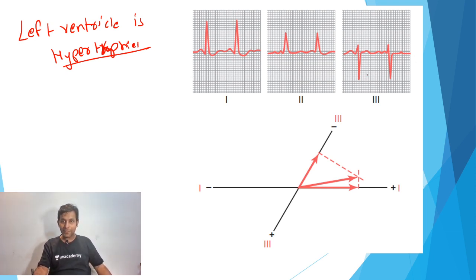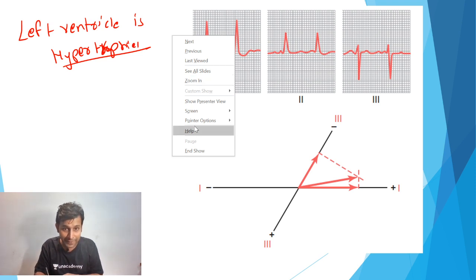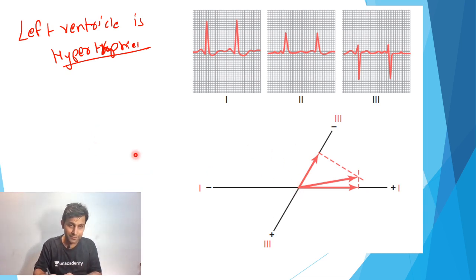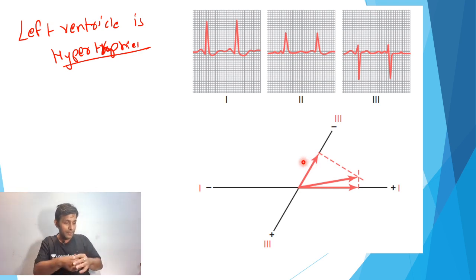So lead 3, you can see what it says. Lead 3 has a negative deflection, which says that the heart has pulled the impulses towards the left ventricle. So all the impulses are pulled towards the left ventricle, and it's a negative deflection now. It's less positive, more negative. So you take this difference from positive to negative and you plot it towards a negative electrode.